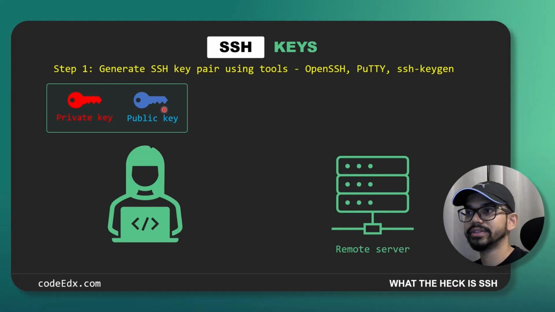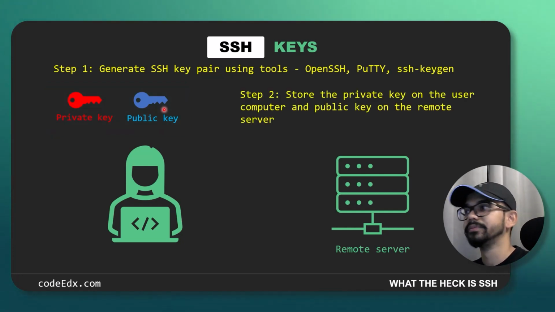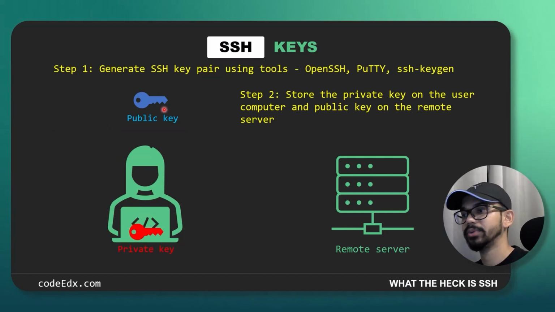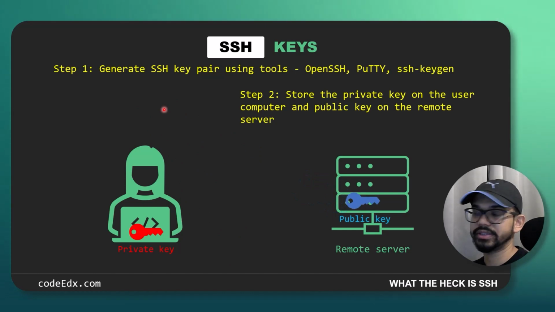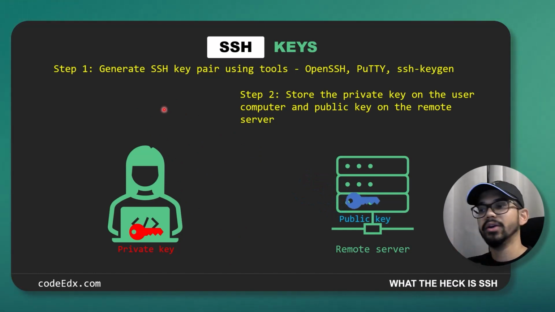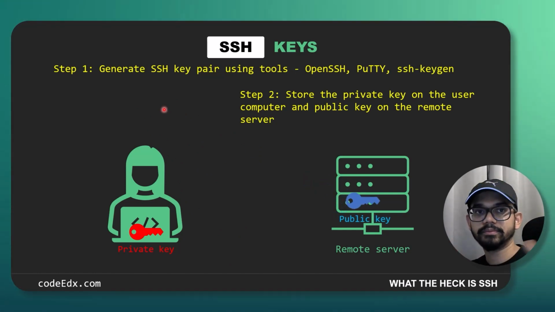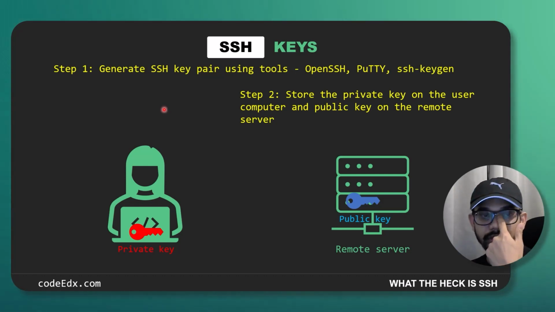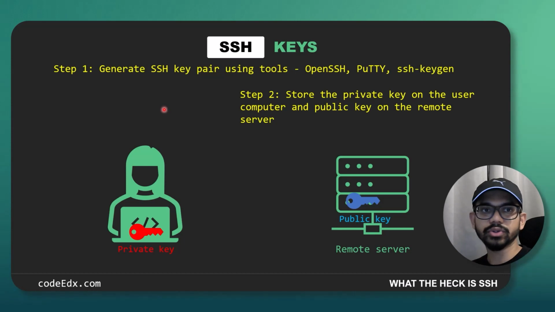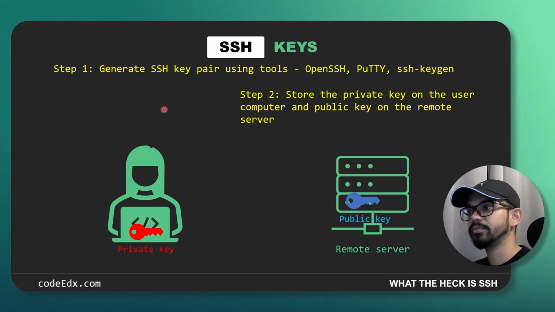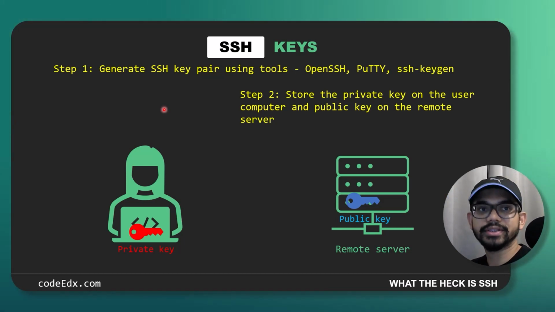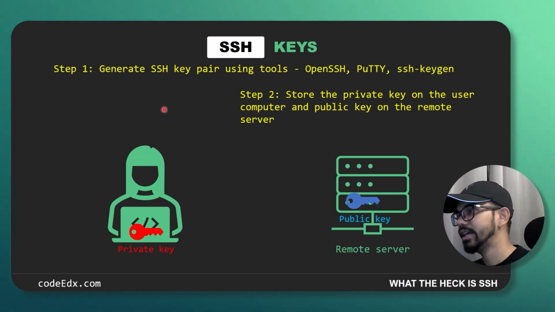What happens is, the private key is something that is stored on the user's computer, and the public key is stored on the remote server. Okay, so we have two keys. The private key is stored on the user's laptop or computer, and the public key is stored on the remote server. Okay, so now how do these two keys help us establish a secure connection? Let's try to understand that.